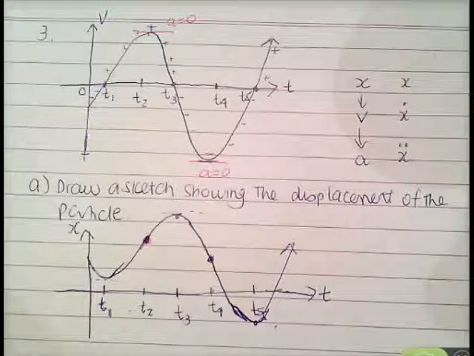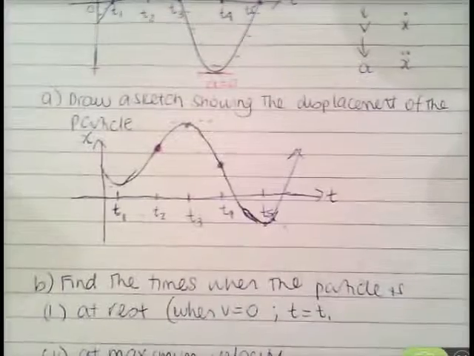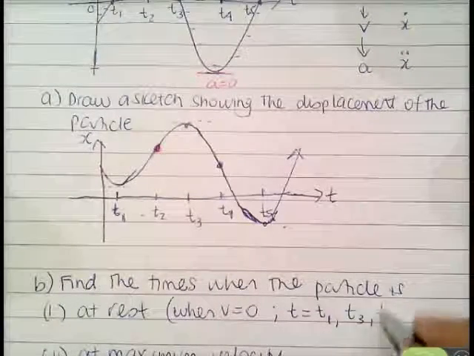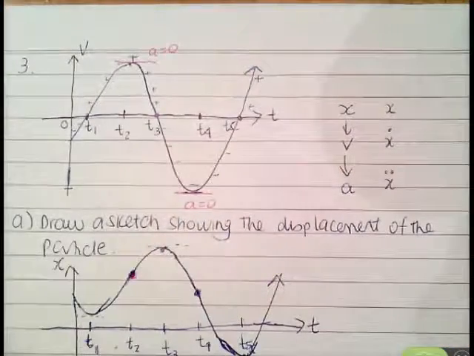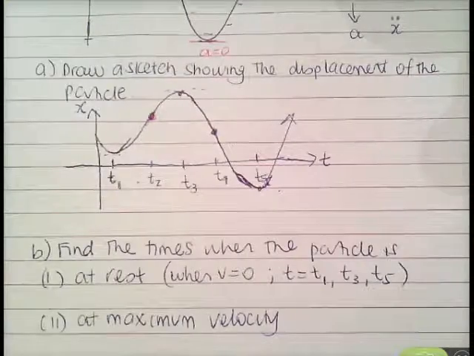So that's when t equals t1, t3 and t5. And when do we have maximum velocity? Well, that will be the times when the particle is at maximum velocity.